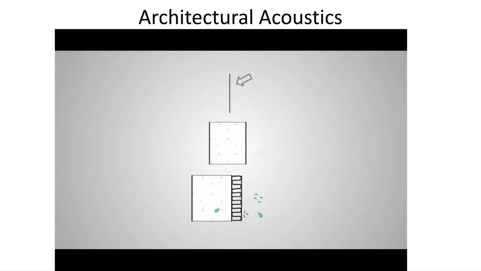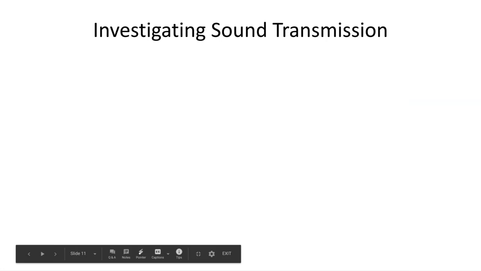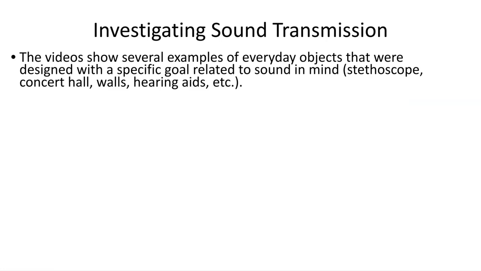Which one is best? Well, it depends. Generally, we have little use for barriers that allow sound to travel into a building or through buildings, so usually less sound transmission is a worthwhile goal. But the proportion of sound that is reflected relative to the proportion that is absorbed, that decision is the subject of the next series of animations. So the video shows several examples of everyday objects that were designed with a specific goal related to sound.